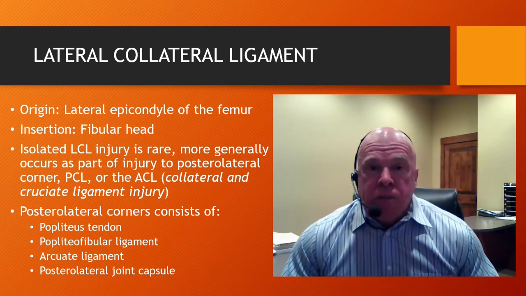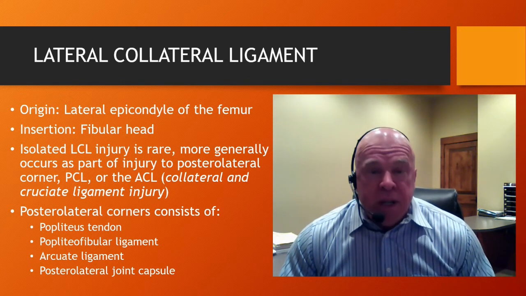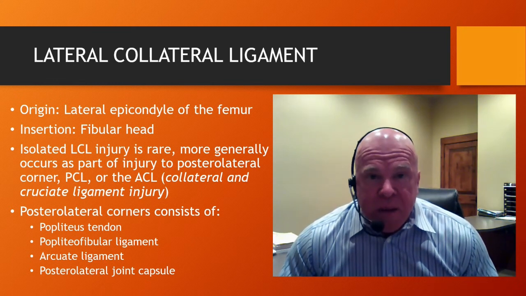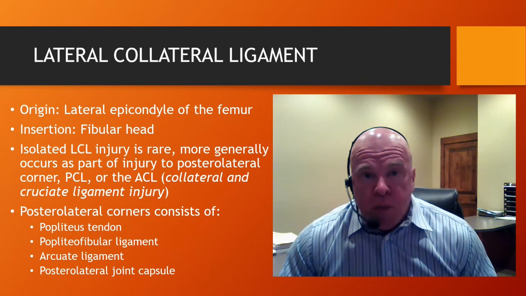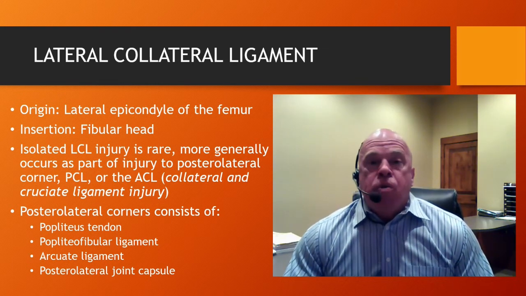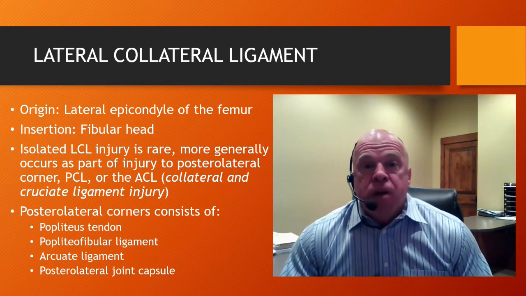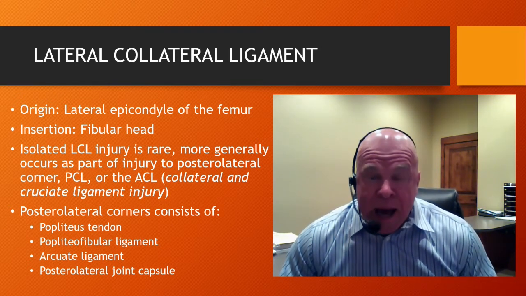So, like the medial collateral ligament, isolated injury to the lateral collateral ligament is rare, and so you must assess your examinee for combined injury to either the anterior or posterior cruciate ligaments, in which case the examinee would qualify for the highest impairment ratings for combined injury, which is provided for by the AMA guides.